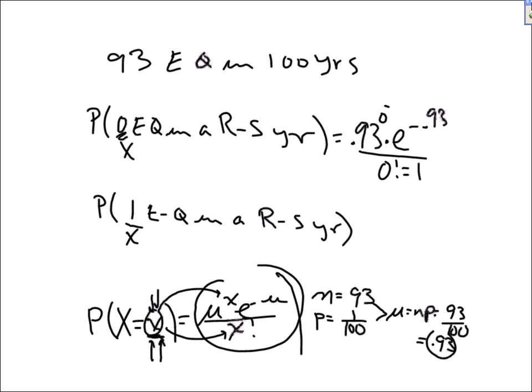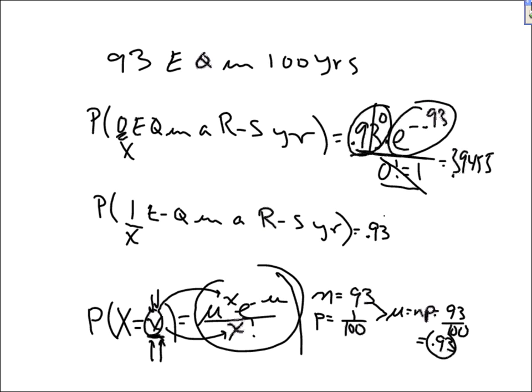This is multiplication, and 0.93 to the 0 is 1. Don't bother multiplying by 1. This is 1 in the bottom. Don't bother dividing by 1. So the answer is whatever this is. That's the exact answer. If you're taking my class, it's exactly what I would want to see. This is approximately 0.39455.